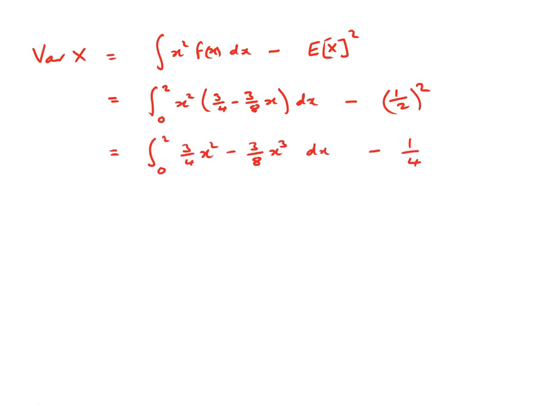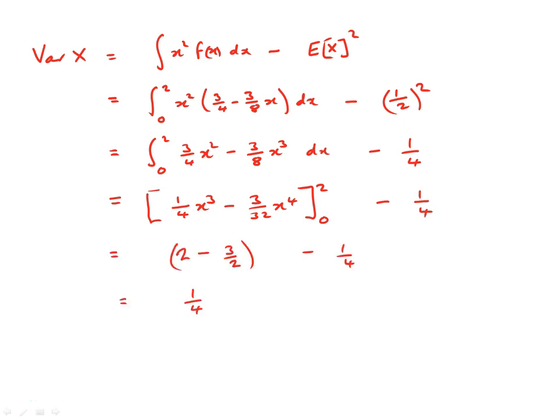So going through the integration details, multiply the brackets out. Now perform the integration and evaluate. When x equals 2 and when x equals 0 is going to give me 2 minus 3/2 when x equals 2. When we substitute in x equals 0, we get nothing at all. So what we're ending up with is 1/2, take away 1/4, which gives me 1/4 for the variance.